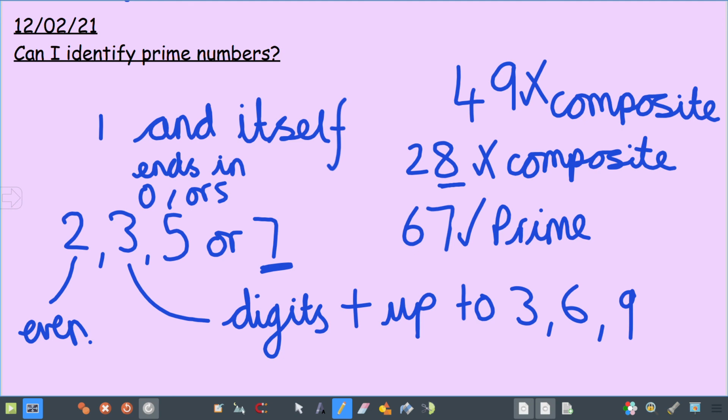Now your first task is to work out, I'm going to give you a 100 square, and I want you to shade in or write all the prime numbers from 1 to 100. Number 1 is not a prime number, so your first prime number is number 2. Okay?